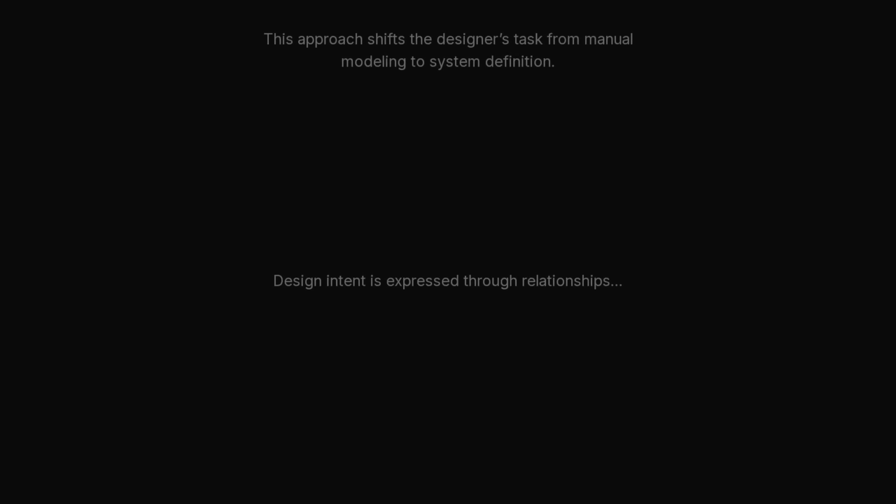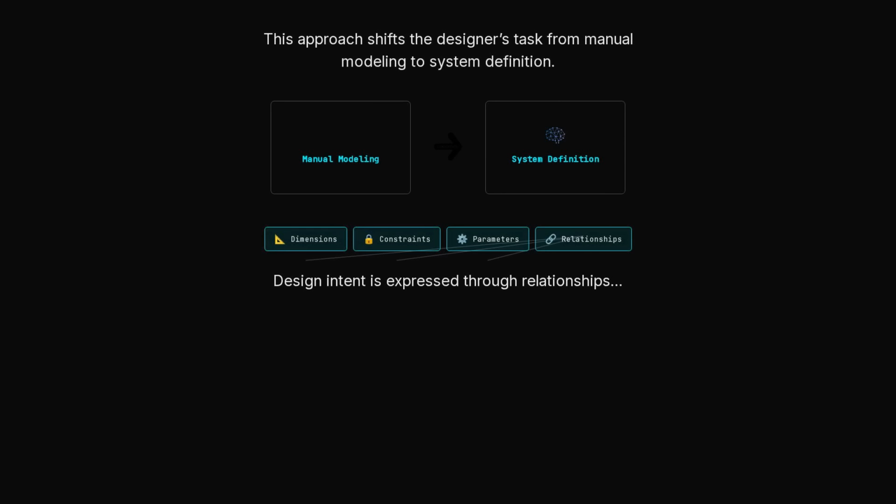Design intent is expressed through relationships: how dimensions depend on one another, how constraints limit variation, and how parameters propagate through the system. Geometry emerges dynamically as an evaluated result of this graph. In effect, the editor functions less as a drawing tool and more as a visual execution environment.